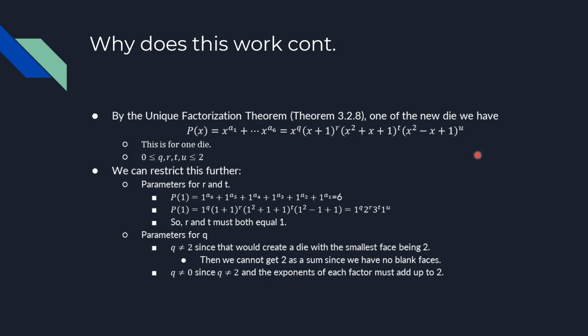But if we have 2 as the lowest term on one, then the other one has to have a 0 on it. And since we're not allowing any blank faces, all the faces have to be greater than 0. This cannot be a possibility. And since we're going to be eventually looking at a pair of dice, q cannot equal 0, because if q is equal to 2 for one of the dice, then the other one would be q equal to 0, which is not possible since q cannot equal 2.